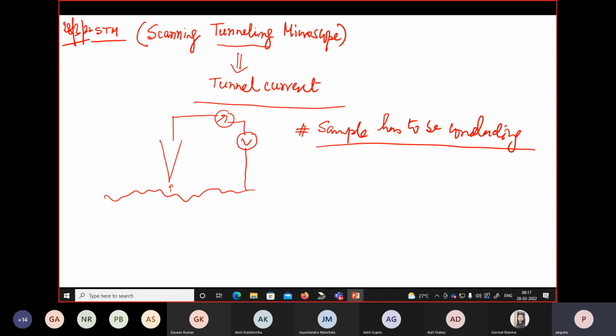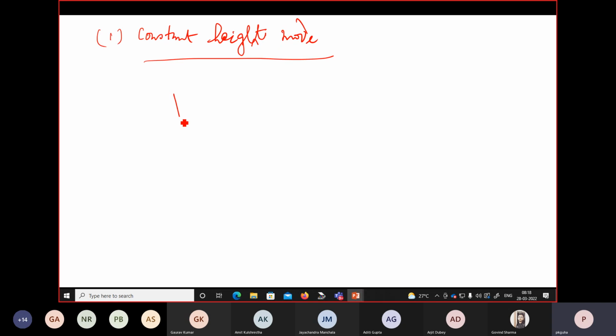Now we mentioned in the last class there are two modes of operation of the scanning tunnel microscope. One of the modes is known as constant height mode, okay. In constant height mode, we have the tip and we have this nanostructure, or your sample. So this height of the tip is not changing.